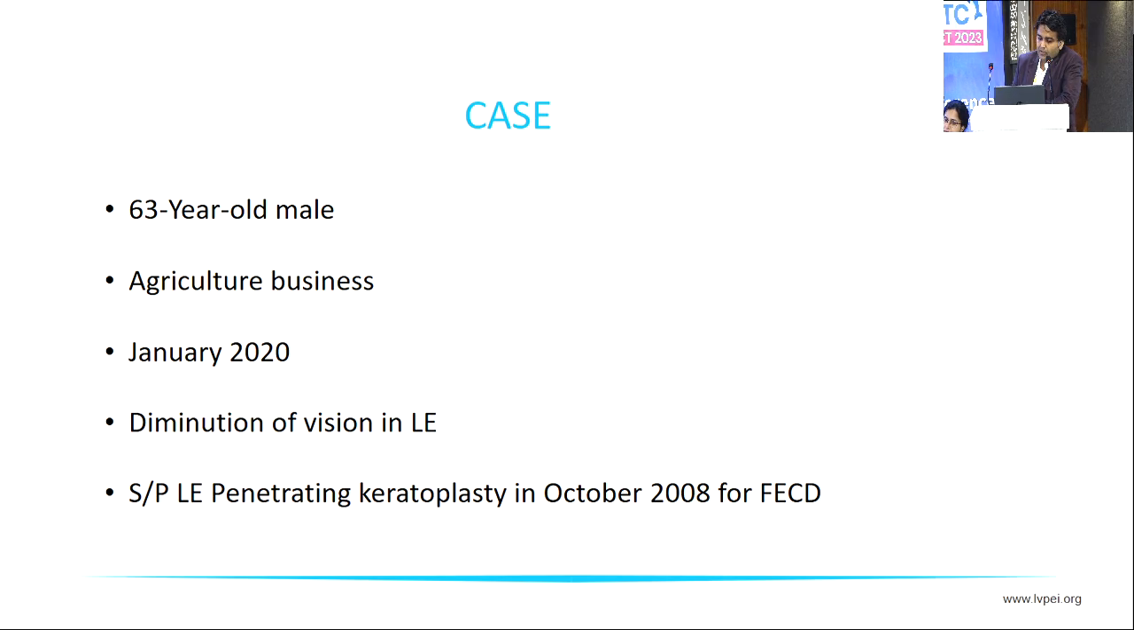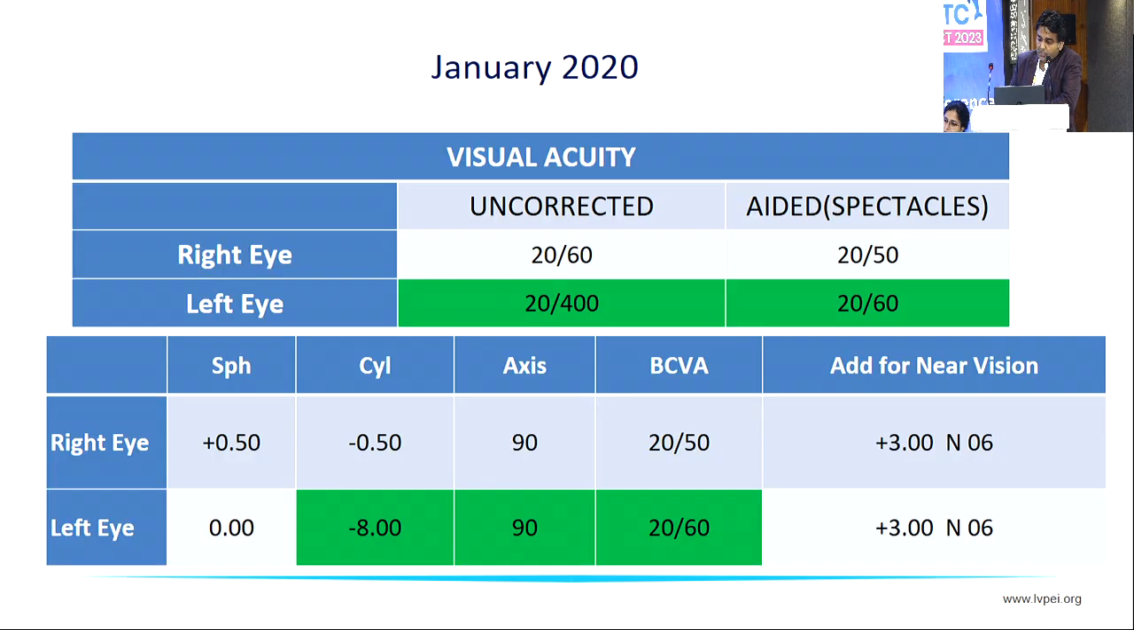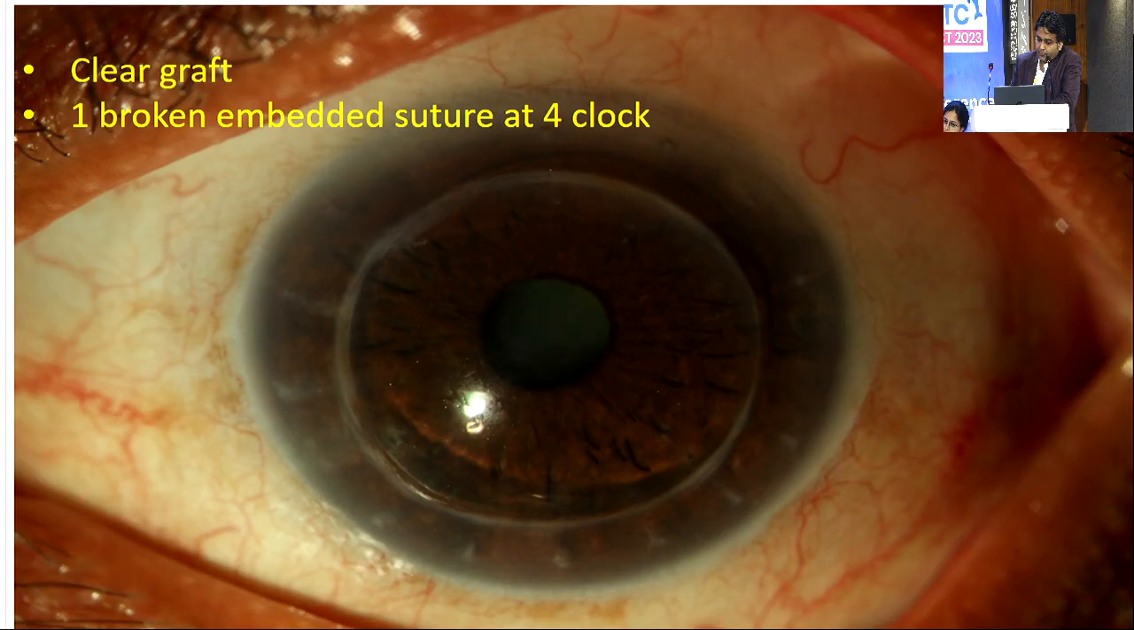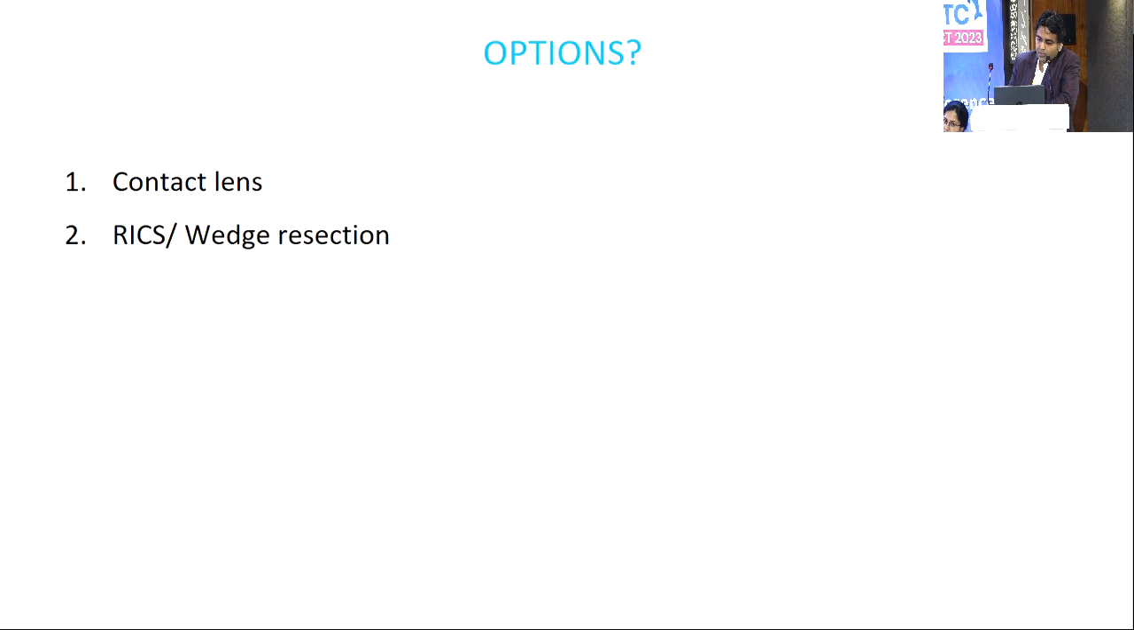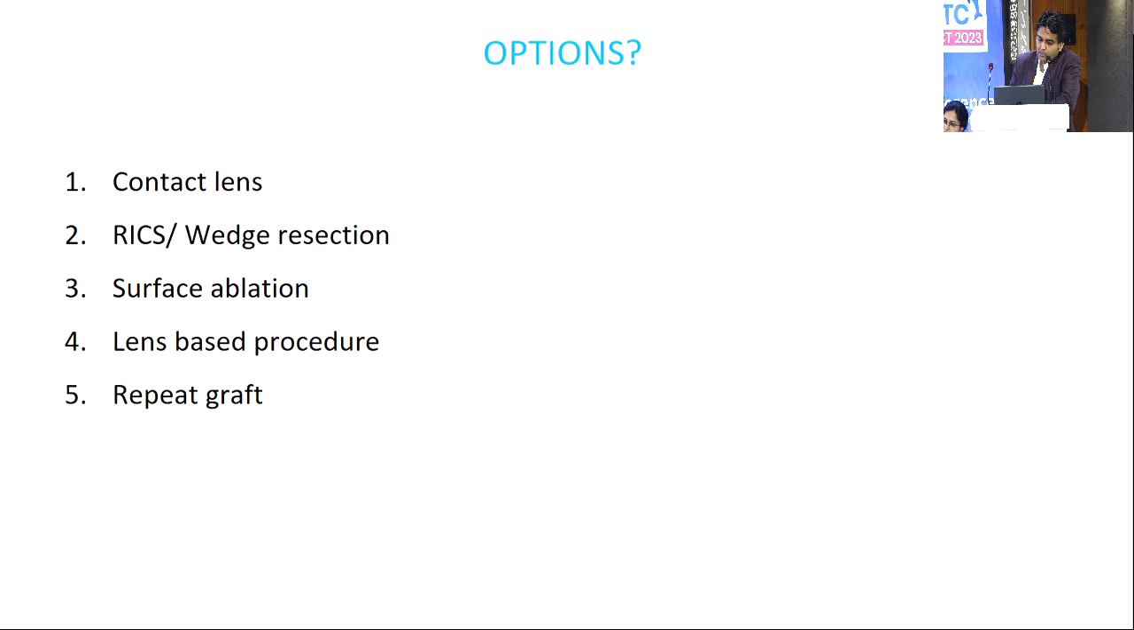Last case, a 63-year-old with diminution of vision in the left eye, post PK in 2008 for Fuchs. Vision is 20/60 with -8. Clear graft, 1 broken suture, some cataract changes. And this is the topography, a fairly regular topography. So what are the options? The contact lens, RICS, surface ablation, lens-based procedure, or repeat graft.